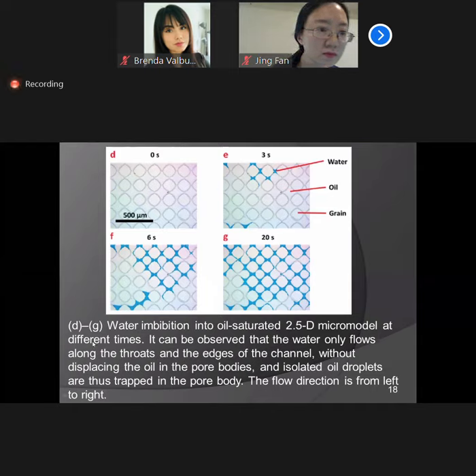So D to G is the water imbibition into oil in the 2.5D micromodel at different times. It can be observed that the water only flows along the floor and the edge of the channel without displacing the oil in the pore body, and isolated oil droplets are trapped in the pore body. The flow direction is from left to right.